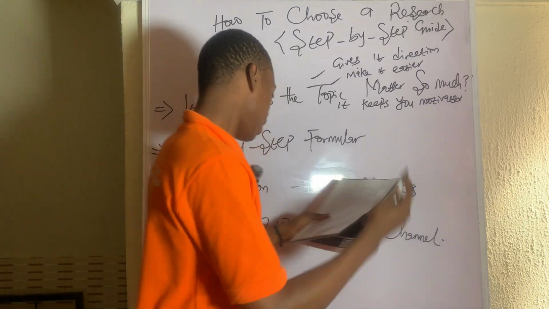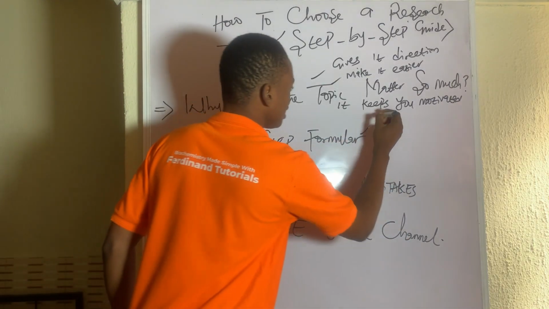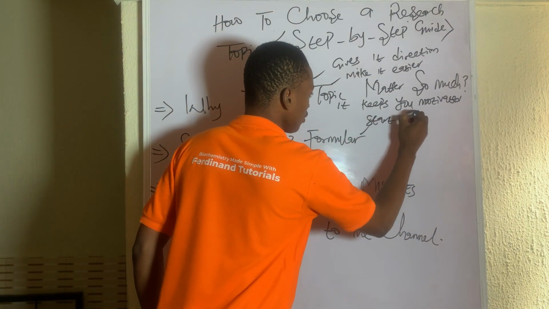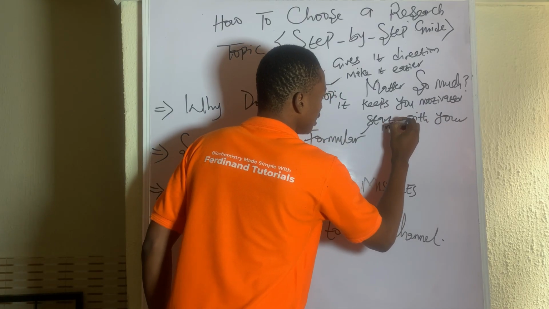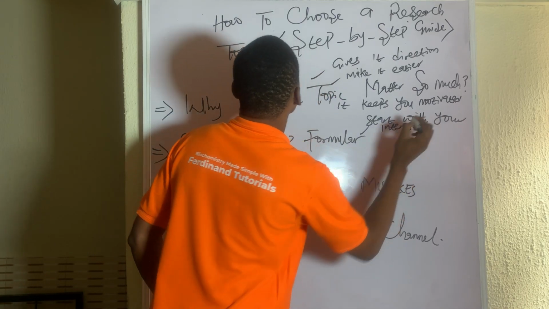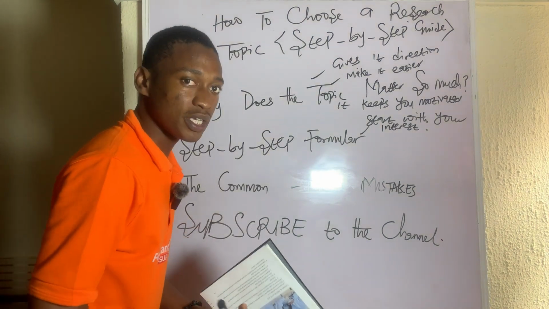Are we together now? Now, the first thing is that you start with your research interest. Start with your interest or research interest. That's how you choose a topic. That's how you choose what? A research topic that you want.